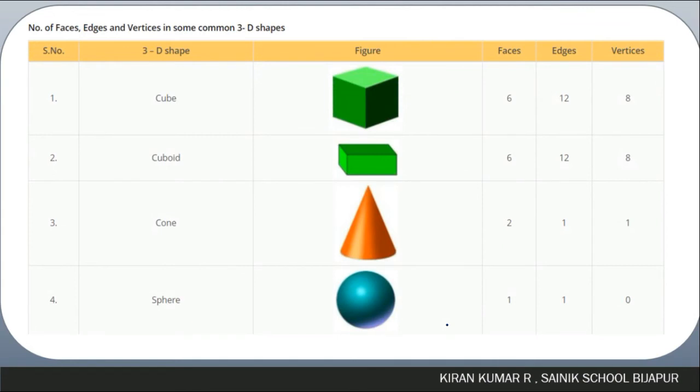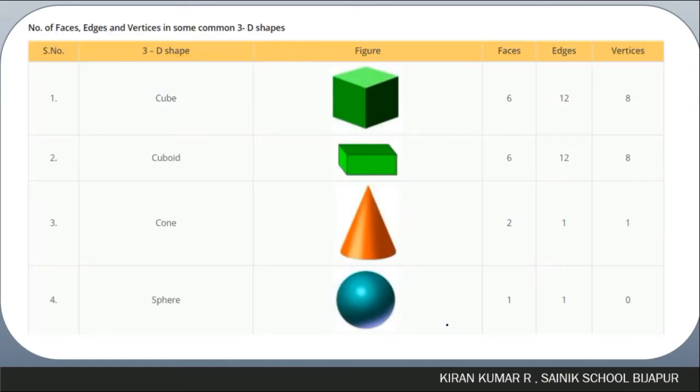In a cube, there are 6 faces, 12 edges and 8 vertices. In a cuboid, it is the same: 6 faces, 12 edges and 8 vertices. In a cone, we have 2 faces. One of the faces is called a curved surface, another face is called the base. There is only one edge and there will be only one vertex.